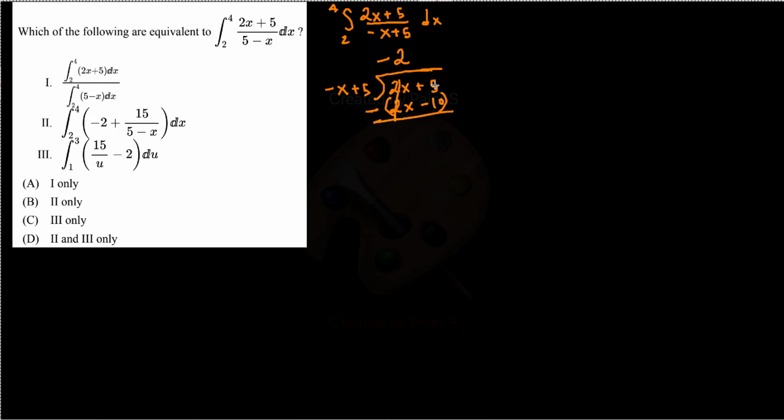This is going to be 0. 5 minus negative 10 is 5 plus 10, which is 15. And this is my remainder, plus 15 over negative x plus 5. And I want to see which one is equivalent to that. Well, this is 5 minus x, right?